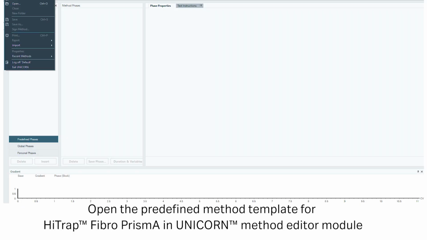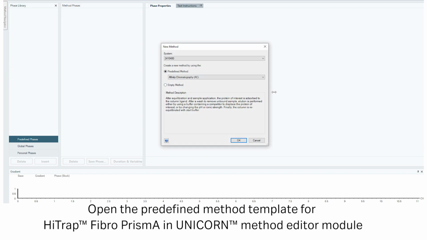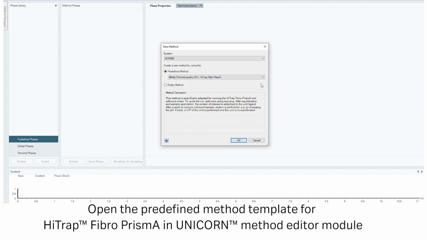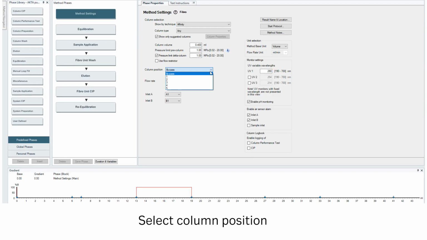The predefined method for the HiTrap Fibro PrismA unit is available in the latest released instrument configurations for ÄKTA Pure and ÄKTA Avant. The instrument configurations are available for download on the ÄKTA Systems homepage. Select the column position.